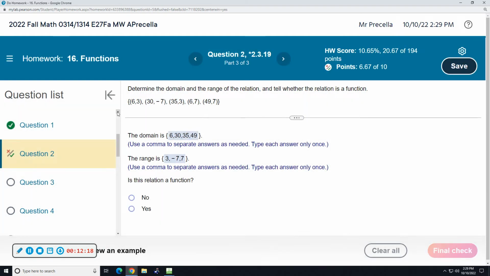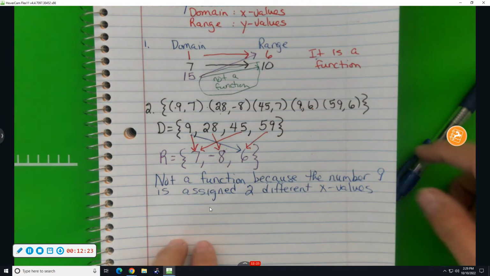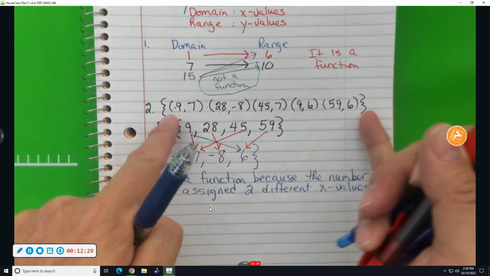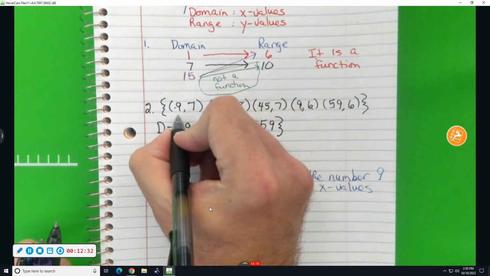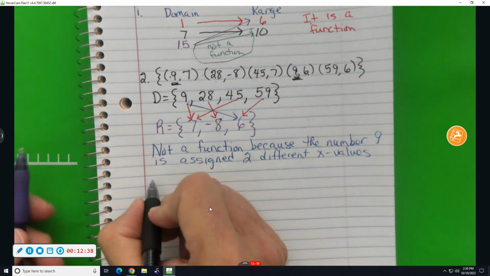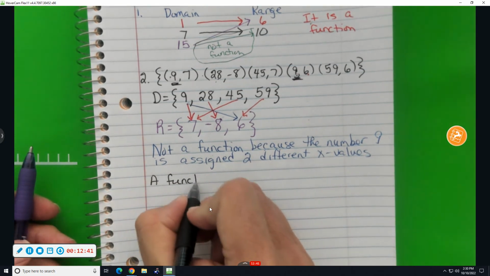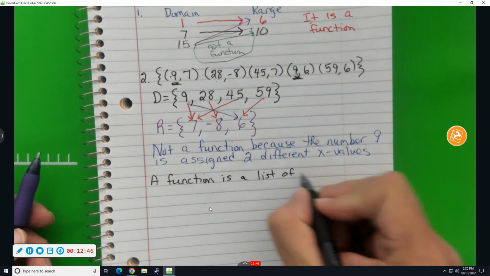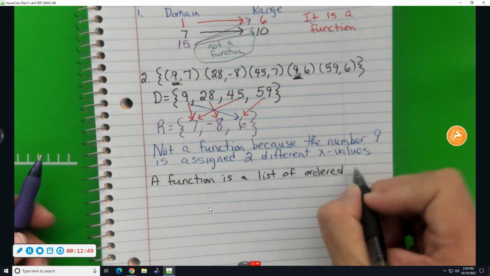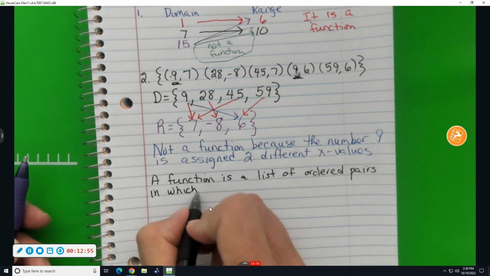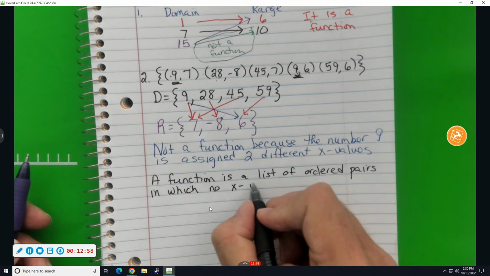And now it asks, is this thing a function? Well, what I wanted to get back, or what you're hinting at, is how do you look at this and tell it's not a function? Well, here's another way you can define function. A function is a list of ordered pairs, that's what we have, in which no x values are repeated.